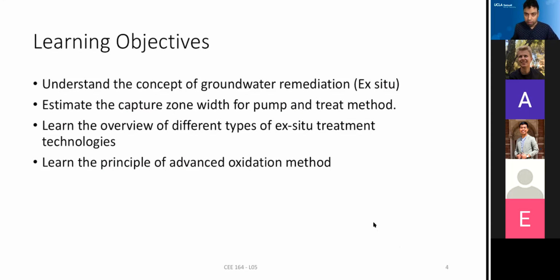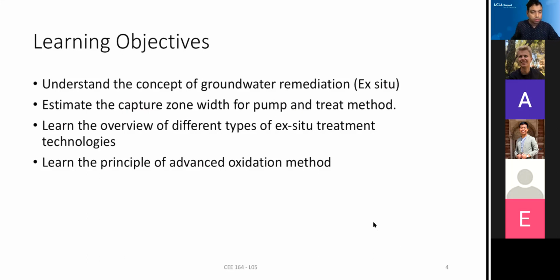Ex-situ method means you remove the groundwater from the aquifer and then you treat it outside, and then you dump the same water or re-inject the treated groundwater back into the aquifer. So ex-situ means outside the aquifer.